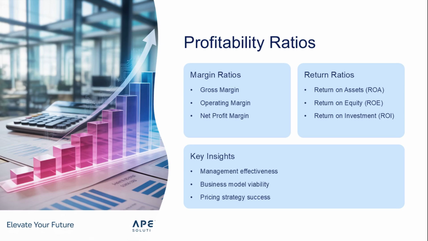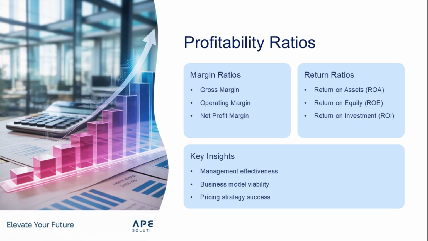Profitability ratios are key metrics that provide insights into a company's financial performance and management effectiveness. The 3 main margin ratios are gross margin, operating margin, and net profit margin. These show how much of each sales dollar is converted to profit at different stages of the income statement.